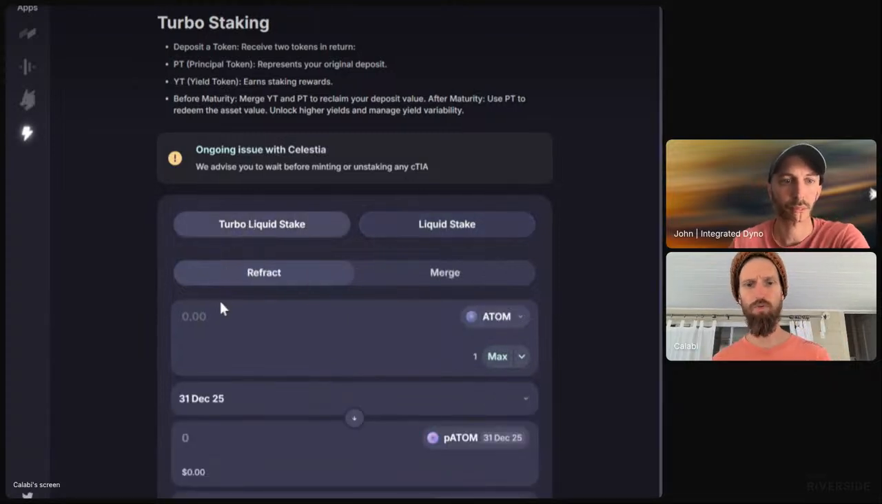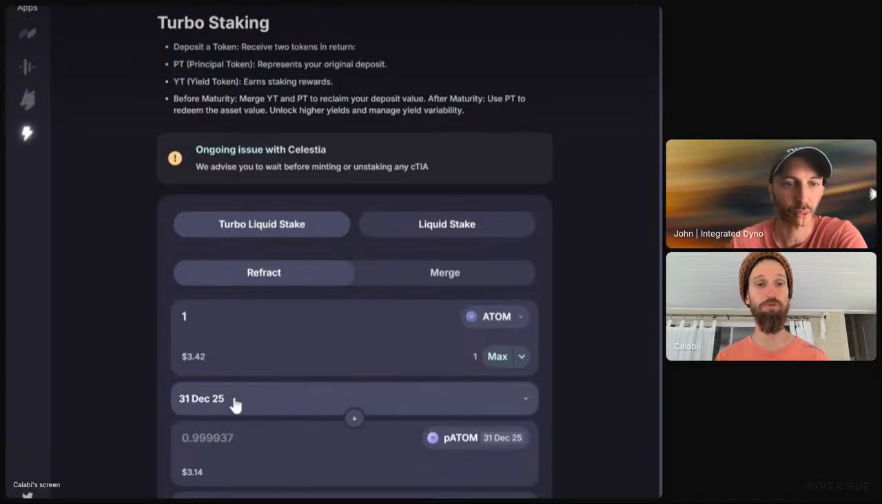So let's see what one Atom would get us in the December 31st, 2025 maturity. One Atom, as you would expect, would be roughly 0.99, right at one Atom at maturity. And you get the equivalent amount. Like I said, they're minted 1-to-1. So let's just say that's what we're supposed to be getting. So that's what we could get if we just went straight into it.